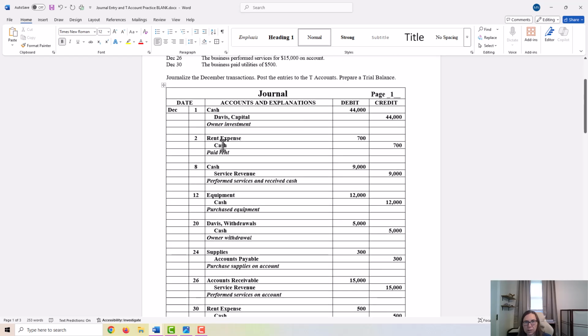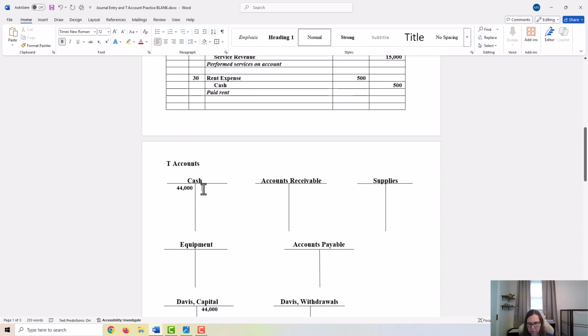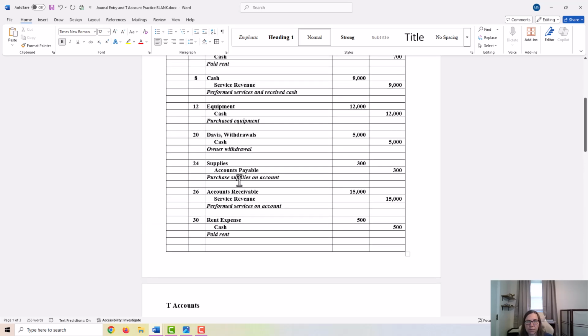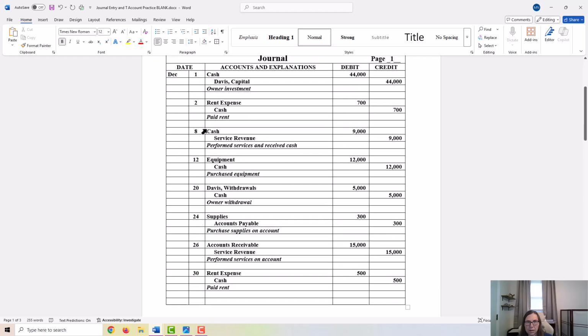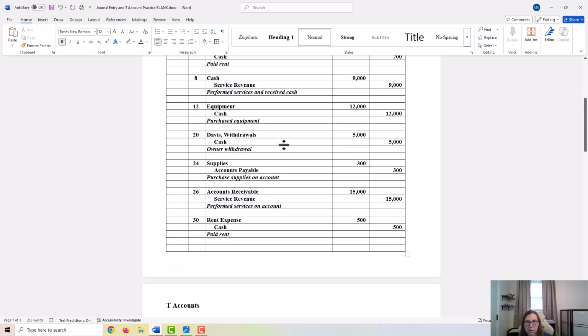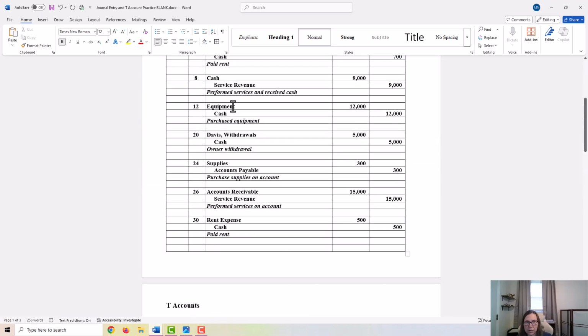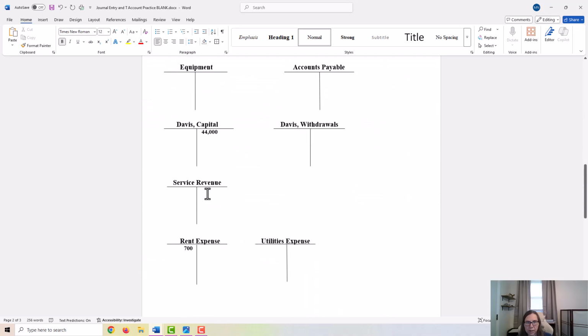The next one is a debit to rent expense for $700 and a credit to cash for $700. So I would just find those accounts and put the entries in. And then the next one was a debit to cash, credit to service revenue for $9,000. So I would just put that on the debit side of cash here. And then, of course, find the service revenue account and put $9,000 on the credit side here.